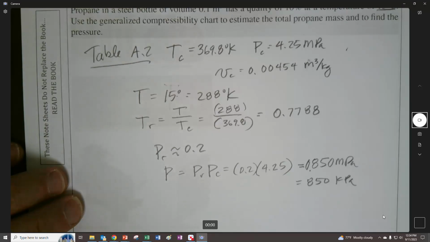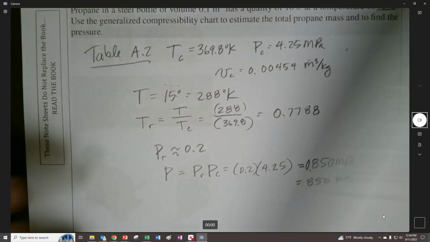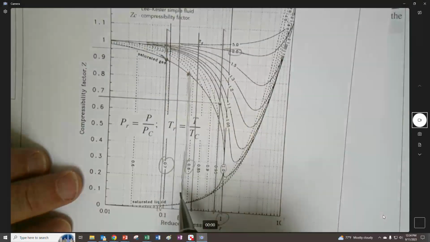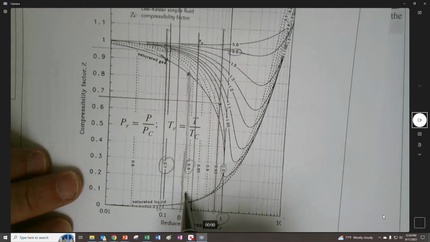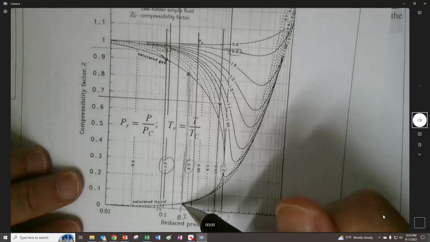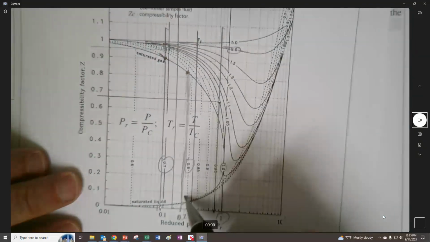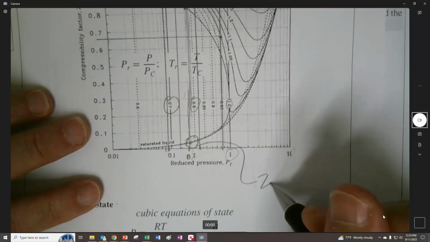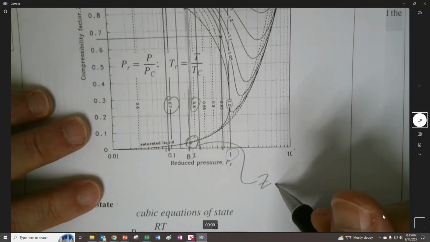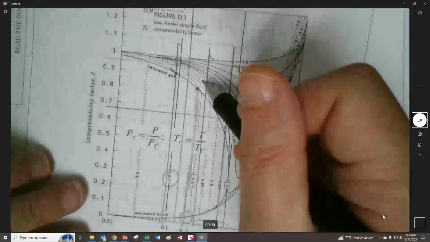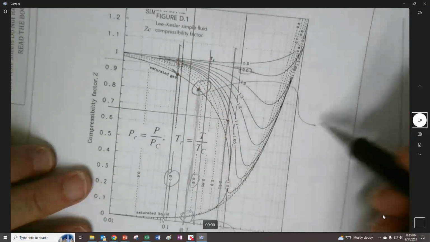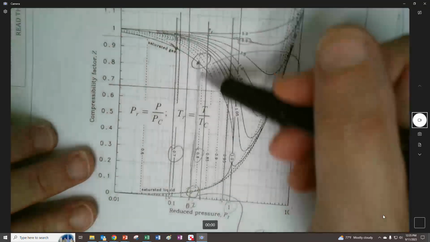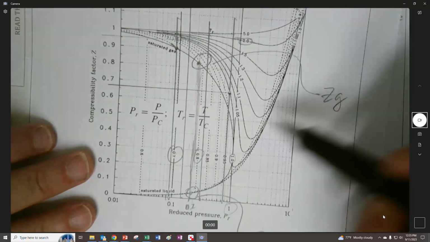Okay, and now we might want to figure out what our compressibility factor is going to be. It's going to be somewhere in between here and here. So we can treat this as a Z fluid and treat that like it's a Z gas. And now we can find what our compressibility is going to be.